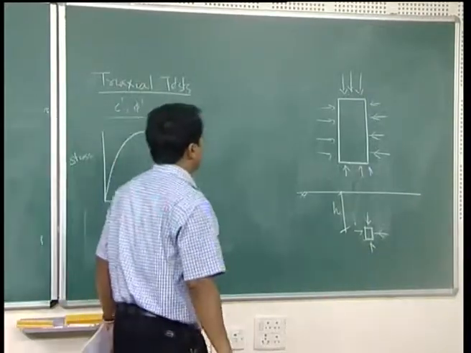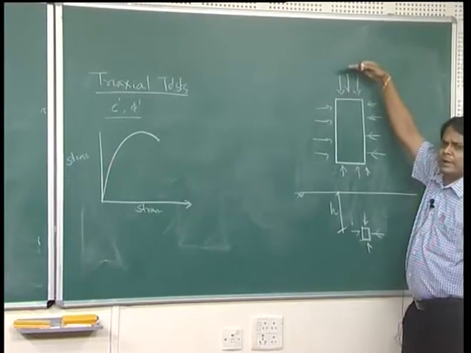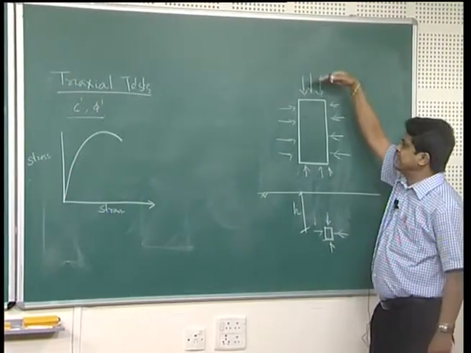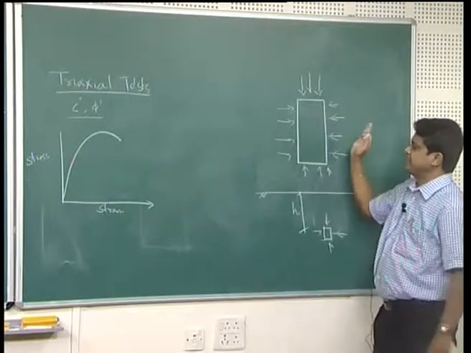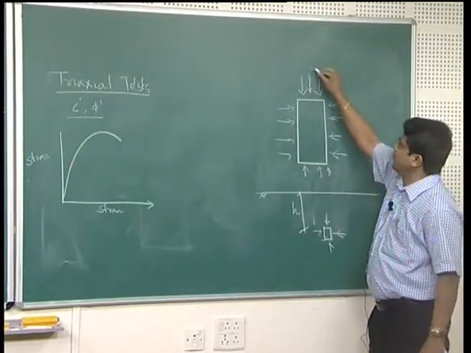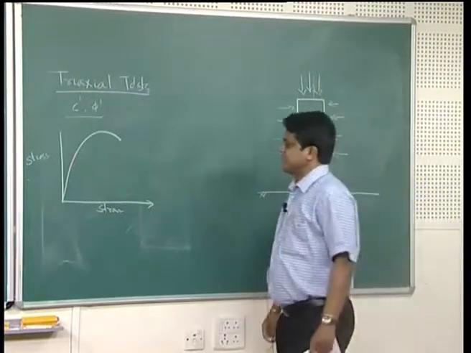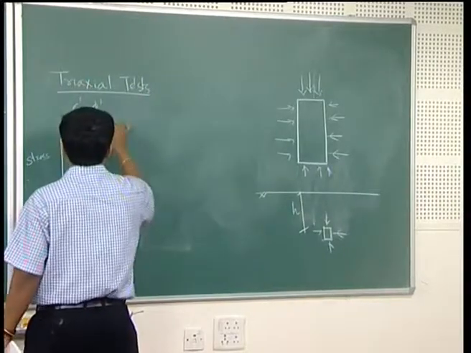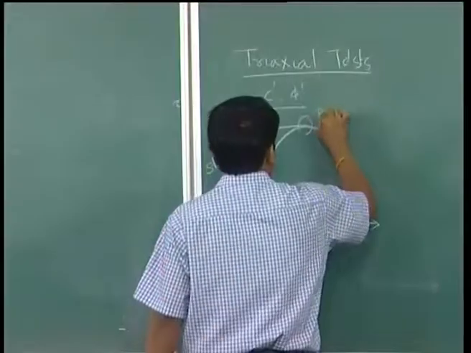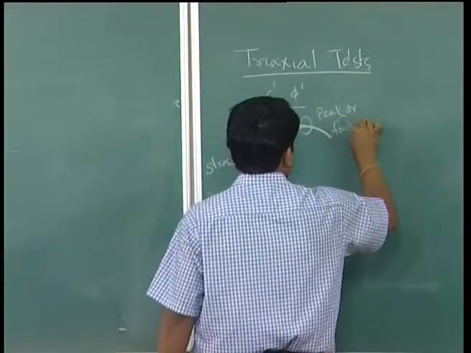How do you get your stress? By applying your vertical load, you will get the increase in stress applied. Lateral confinement is already there, lateral pressure is there. So, from how much it is displaced, you can get the strain. If you plot stress versus strain, you will find the failure stress, the peak or failure point.